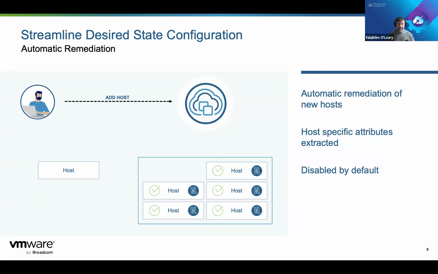The reason for this is when we enable automatic remediation of a new incoming host, vSphere configuration profiles will attempt to extract any of the host-specific attributes from that host and then use them to apply the rest of the configuration. If those host-specific attributes don't yet exist, so if we're missing VMK1, for example, on the host and it's not already defined in the profile, VCP has no way to know what your intended IP address is. And we'll look at that in our demos as well in a moment.